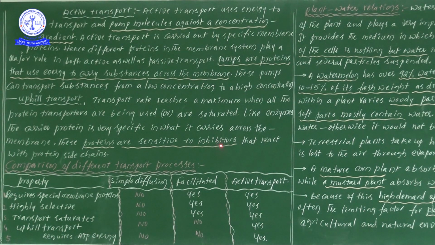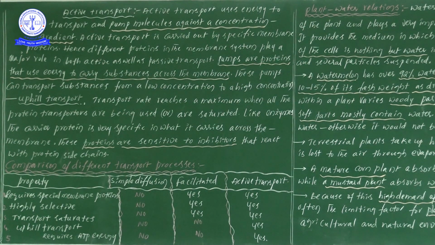So how do these inhibitors influence proteins or enzymes? These inhibitors react with the protein side chains. When inhibitors react with the protein side chains, automatically the activity of the proteins or enzymes will be inhibited or arrested.